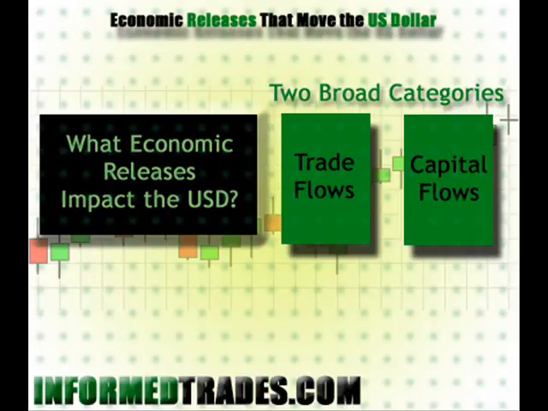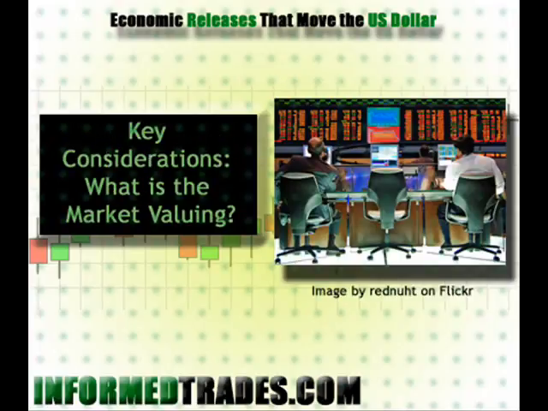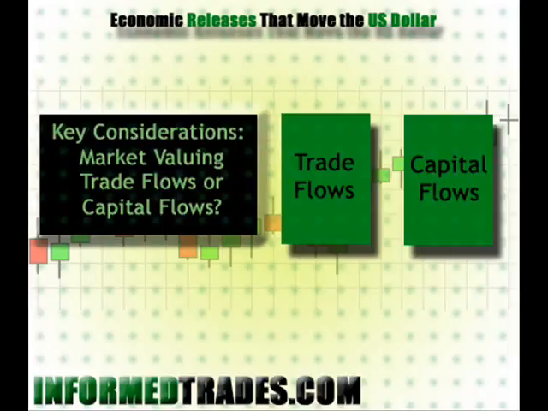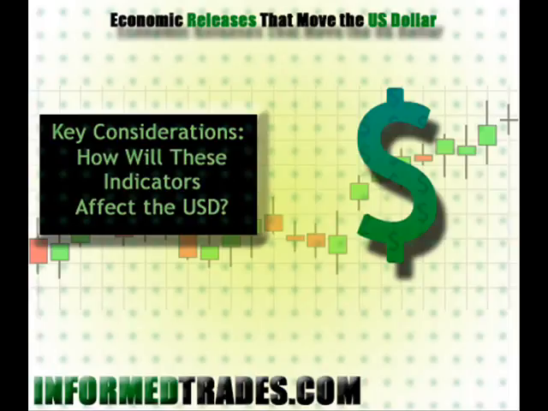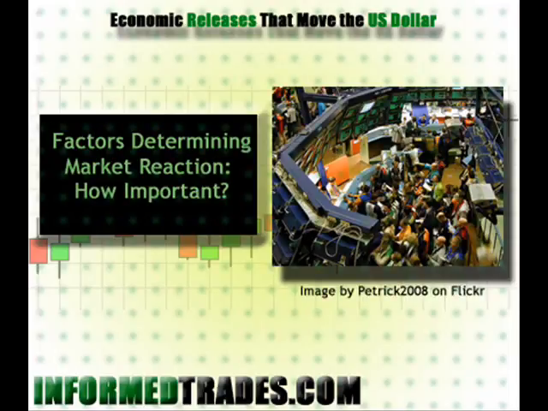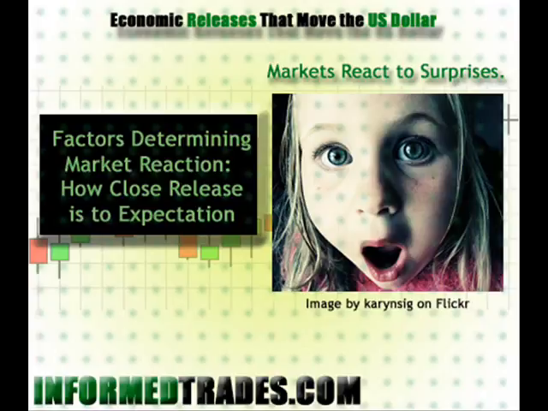Once you have an understanding of this, all that is necessary to understand how economic numbers move the dollar is to understand which numbers are important to the market at the time, whether those numbers fit into the trade flows or capital flows category, and how they should affect the dollar as a result. As we learned in Module 8 of our Basics of Trading course, how the market reacts to economic releases is generally determined by two factors. Number one is how important the market considers a particular release to be. Number two is how close to market estimates the number comes in at.